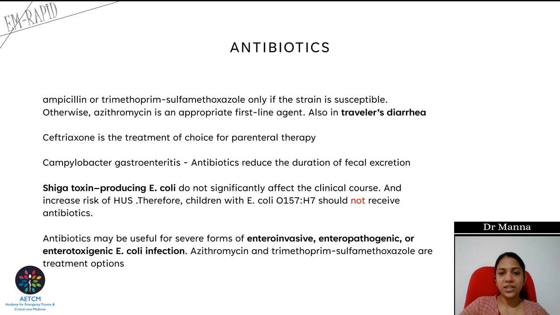And the usual indicated antibiotics are ampicillin or the trimethoprim-sulfamethoxazole combination. That is a first line agent in patients having E. coli infections. And if this child has traveler's diarrhea, we can use azithromycin also. These antibiotics are usually given orally, and IV antibiotics like ceftriaxone are given if the child is getting admitted.